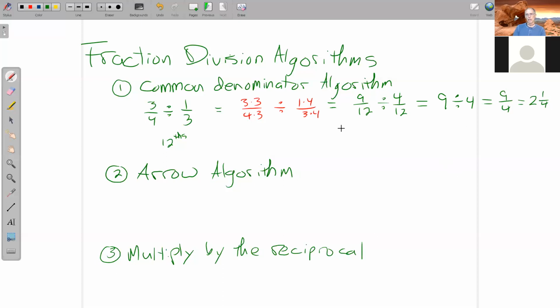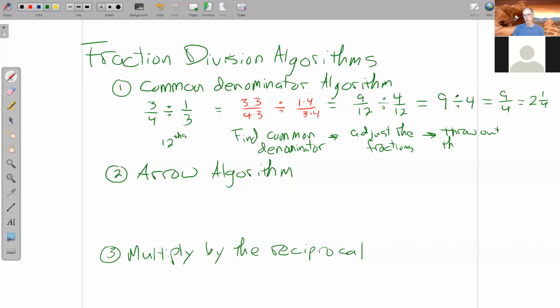Okay, so you find a common denominator. And then you adjust the fractions. And then you throw away the common denominator. And there's the answer, 9/4.